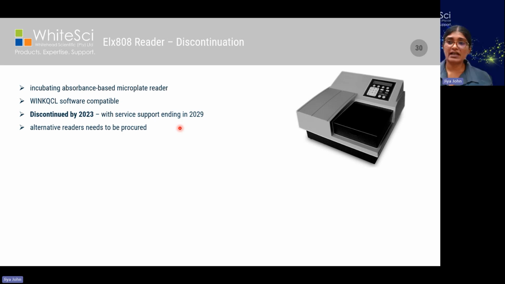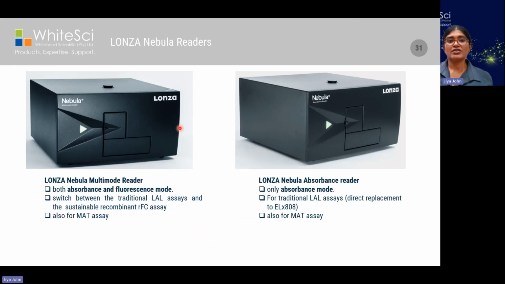So this would be the right time to look at investing in a reader that can do both the traditional lab assay, which is your absorbance-based reading, and a fluorescence-based reading for you to move on to the RFC assay. So from LONZA, they have actually launched 2 modes of readers. One is your Nebula multi-mode reader, and the other is your absorbance reader. The multi-mode reader allows you to do both the traditional lab assay and the recombinant factor C assay, because it has both absorbance and fluorescence mode.